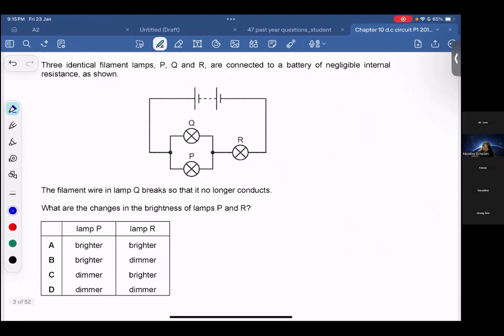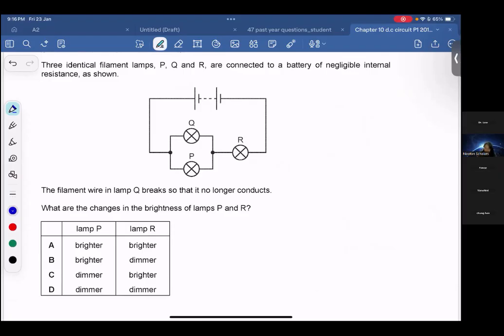Okay, we got 3 identical filament lamps P, Q, R connected to a battery of negligible internal resistance. Filament wire in the Q is blown, so it no longer conducts. What happened to the change in the brightness of lamp P and R? I teach you all the time, maybe we need to think. We feel it's difficult to imagine or understand. It's okay.